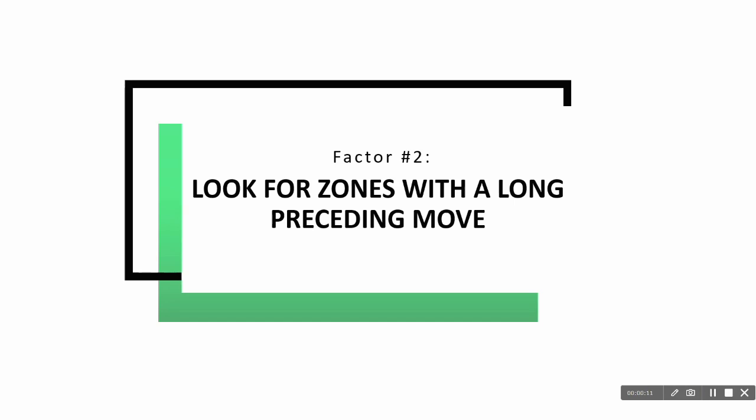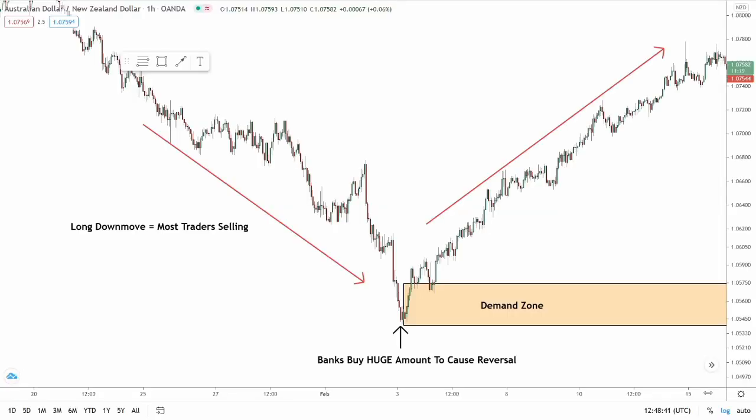And the answer is you can't, at least not objectively, we don't have the data. What you can do, however, is assess the number based on the prior move. Let me give you an example. See how price had been falling for a long time before this demand zone formed?